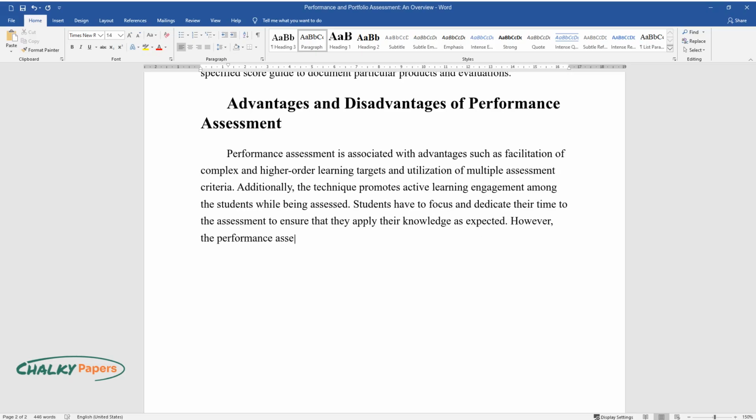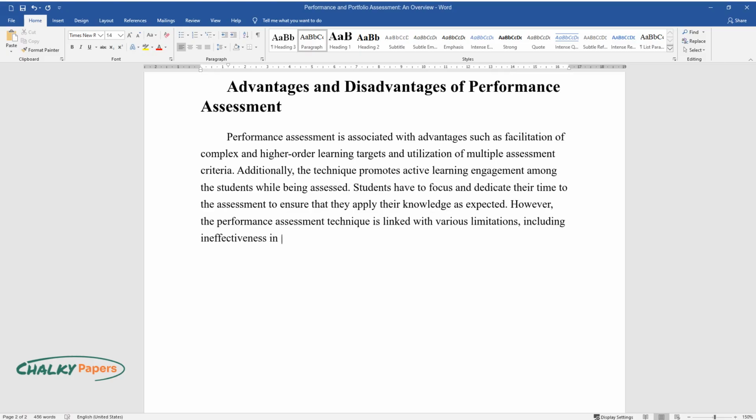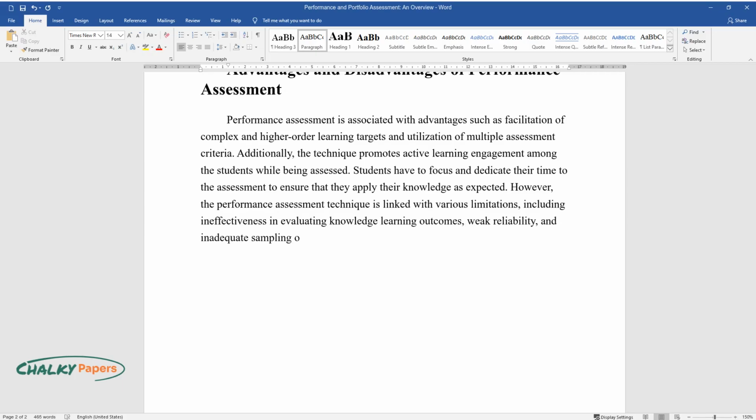However, the performance assessment technique is linked with various limitations, including ineffectiveness in evaluating knowledge learning outcomes, weak reliability, and inadequate sampling of learning targets.